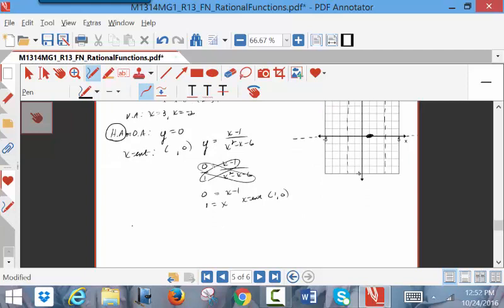Okay, so to find the y-intercept, that's the point where the x value is 0. So I go back to my given rational function, and this should always be relatively easy, to put an x value of 0 in.